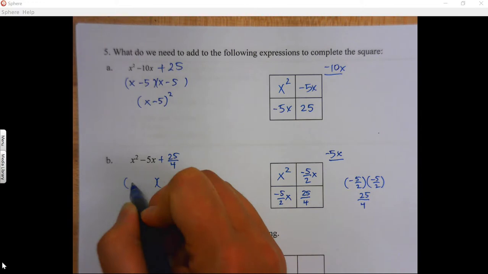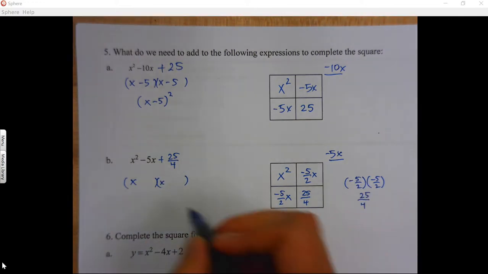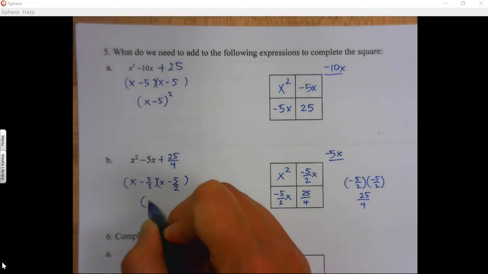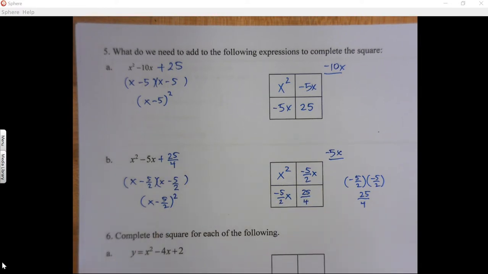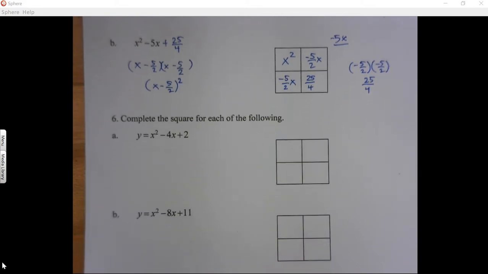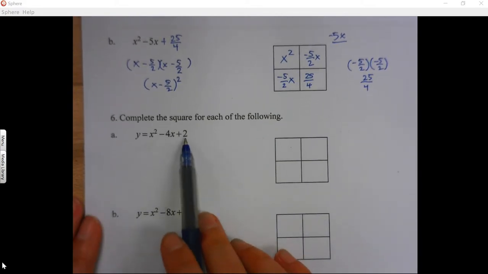Again, when I factor, it factors quite nicely into this negative 5 halves that we've done. Negative 5 halves here, a negative 5 halves here, we get x minus 5 halves squared. No need to be afraid of those fractions. All right, so we're going to do the whole process now with these back numbers here, our constant term.